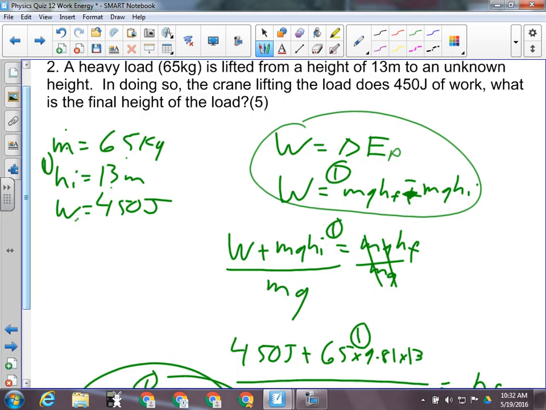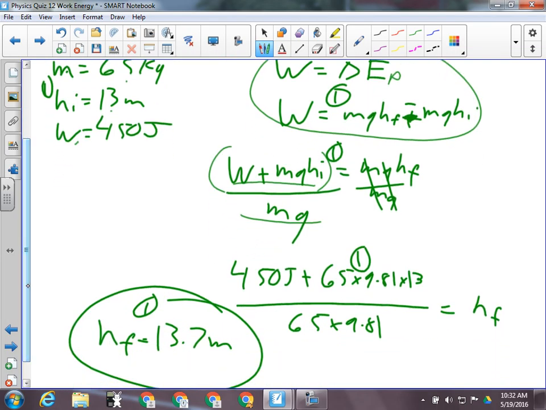So I'm going to add mgh, which I've done here. Okay, divide both sides by mg. Nothing's canceling here because I've got an operation on the top already. So give them a mark if they got to this point here. Then we've got to plug in our numbers, so that's another mark: 450 joules plus 65 times 9.81 times 13. So really what I'm doing here is taking my initial potential energy, adding the change in potential energy, dividing by mg, and I've got my final height. Okay, everybody all right with that?